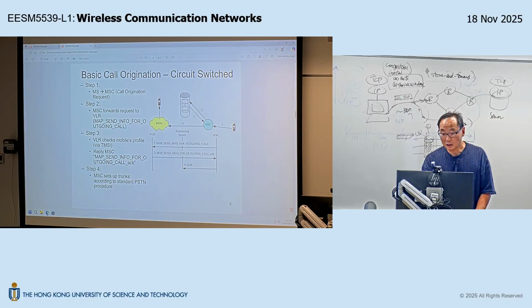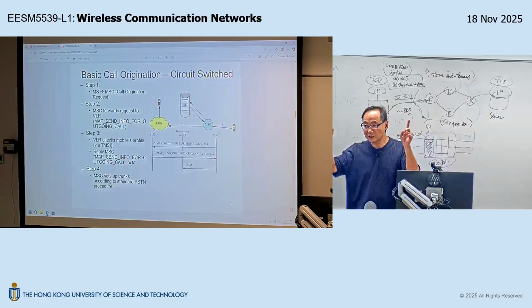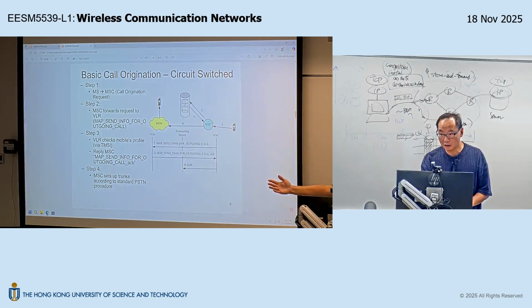So the mobile presses the send button, sends a call origination request over the radio interface to the base station, but the base station does not look at that. The base station will just forward this call origination request to the base station controller. The base station controller will not look at that. The base station controller will forward it to the mobile switching center. It's the CC layer at the mobile switching center that will look at this message and process it.